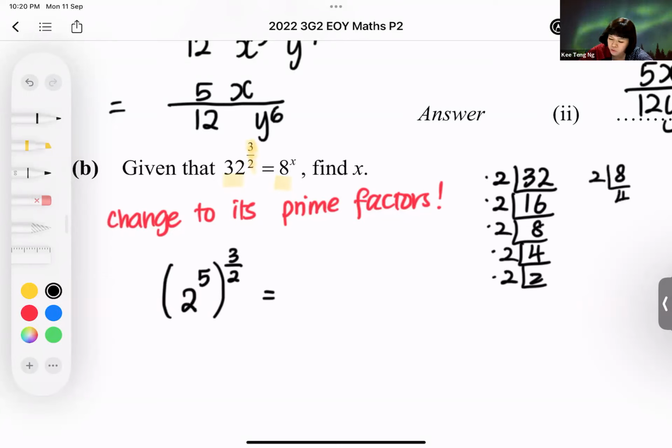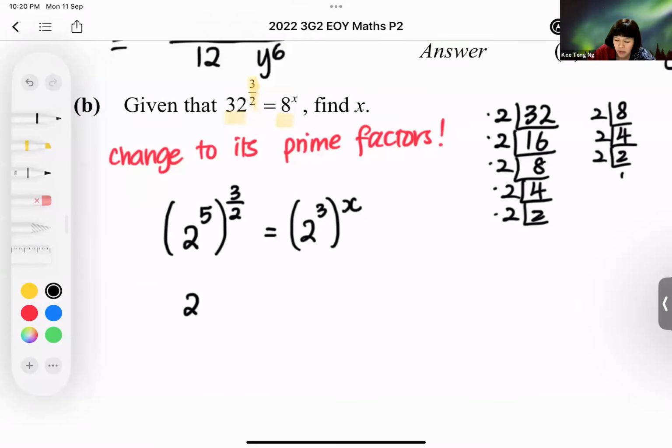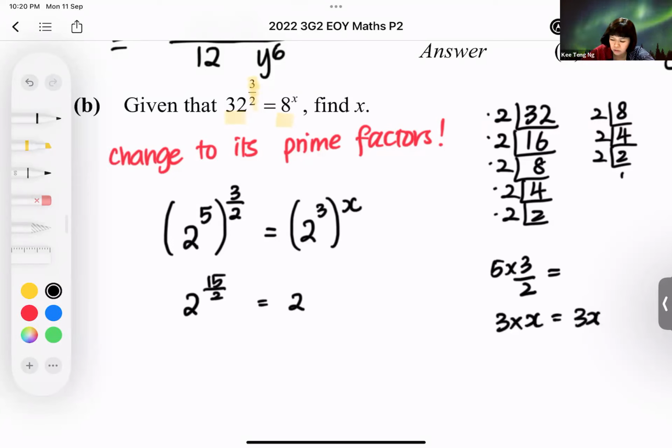Next one, 8. 8 divided by 2, 4 divided by 2, 2 divided by 2, 1. So 8 changed to 2 to the power of 3, not forgetting outside has a power x. Now, when we have a bracket, it means the powers are multiplied by each other. So this is 2 to power 5 times 3 over 2. 5 times 3 over 2, how much? 15 over 2. Equals 2 to power 3 times x, 3x.